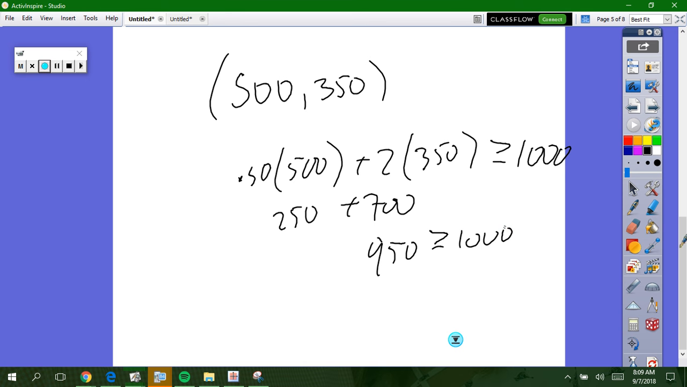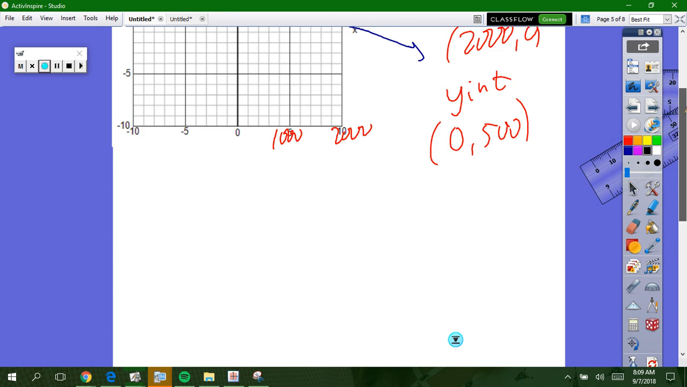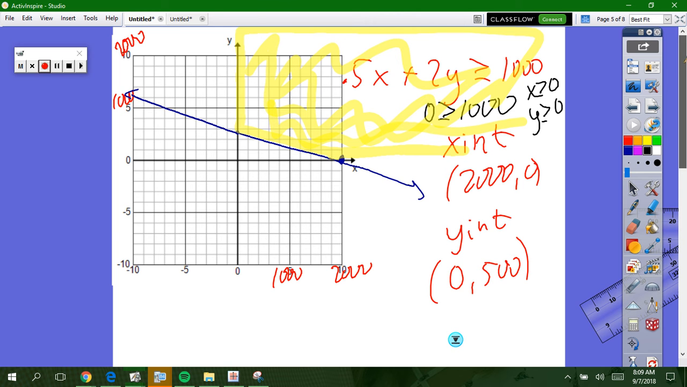Let's check our graph really quick just to see if that happened. So 500 candy bars, 350. 500 candy bars is right here. 350. So it's kind of close, but my graph's not as accurate as it could be, right? Once again, I'm doing this by hand, so sometimes it's hard to see those. But if you never know, just pick a point, plug it in, see if it works.